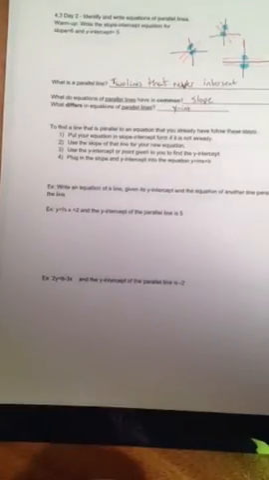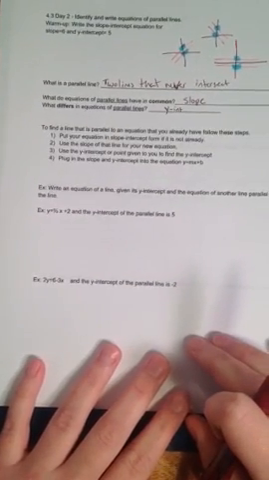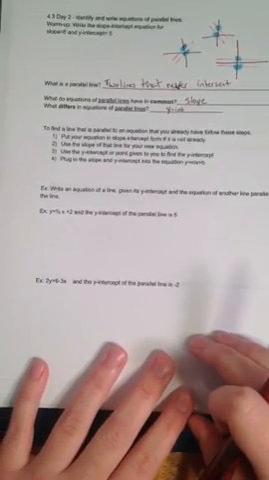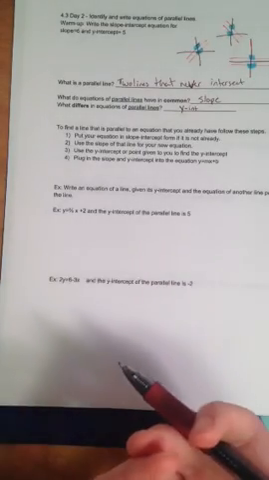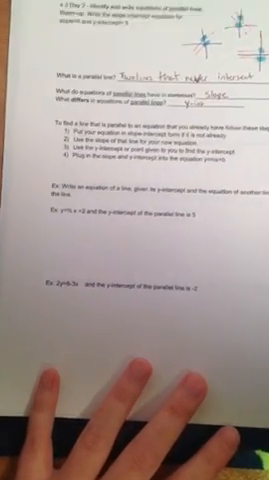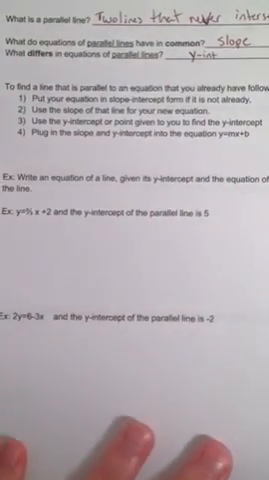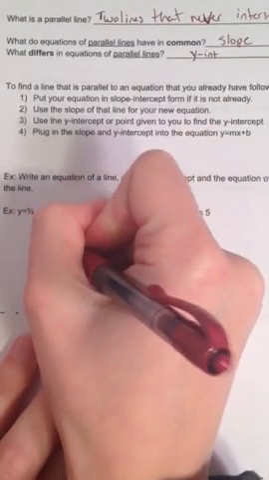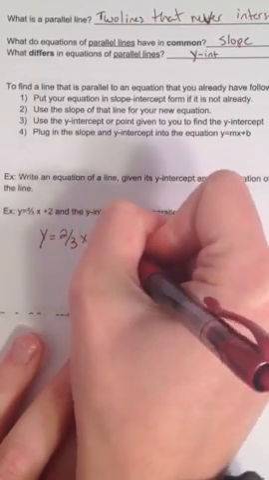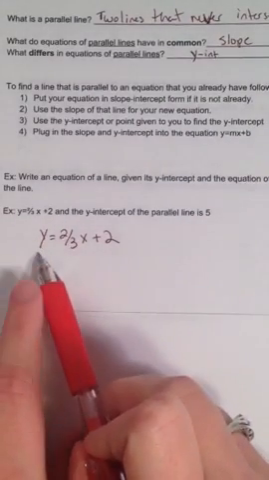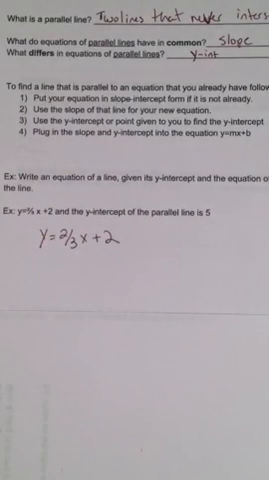So this example says, write an equation of a line given its y-intercept and the equation of another line parallel to the line. Basically it wants me to write an equation that's parallel to the equation I was already given. Again I'm going to zoom in a little bit here so we can watch the steps and see the equation at the same time. So we have y equals 2/3 x plus 2. I need to identify the slope. That's my first step. Put your equation in slope-intercept form if it's not already. This is in y equals mx plus b form. I'm good. Step 1 is done.